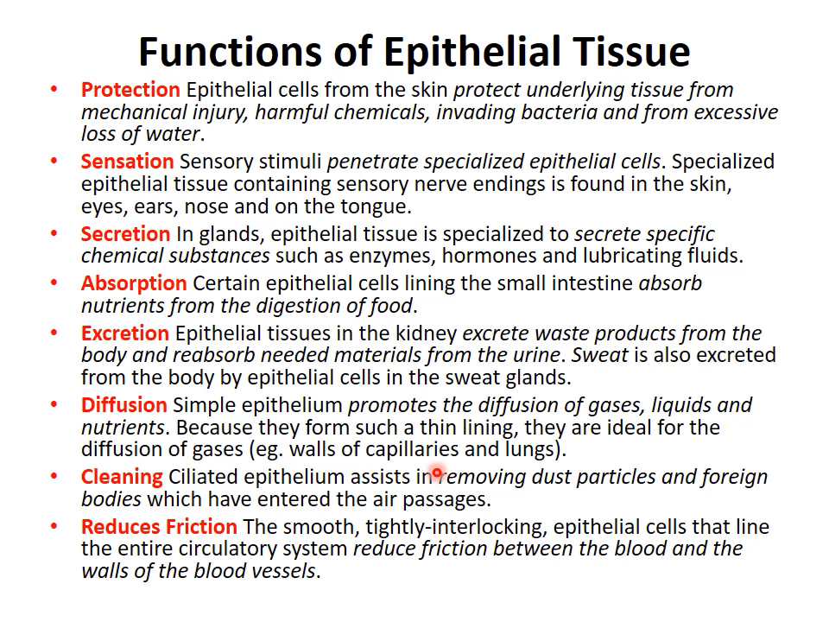Then reduce the friction. The smooth and tightly interlocking epithelial cells that line the entire circulatory system reduce the friction between the blood and the walls of the blood vessels. So these are the general functions of the epithelial tissue, and in particular, each variety of the epithelial tissue has certain particular functions according to its location.